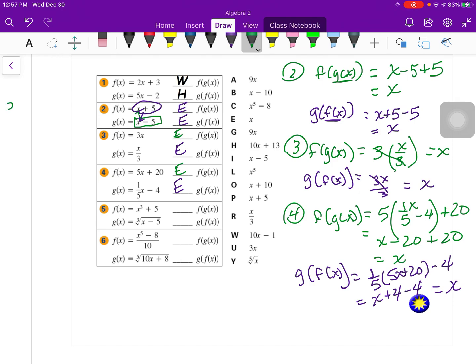Let's do number 5. F of g of x. In place of x, I put the cube root of x minus 5, and then add 5.